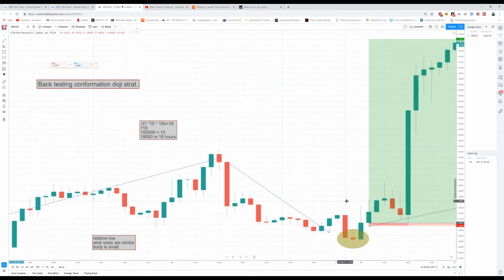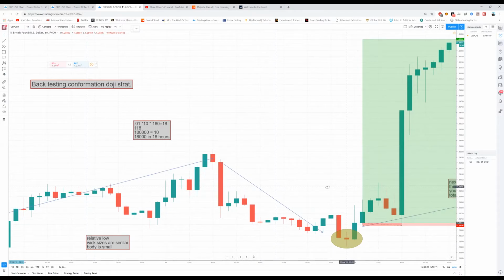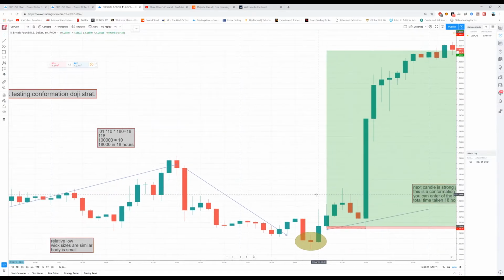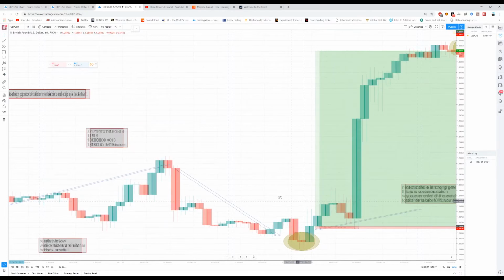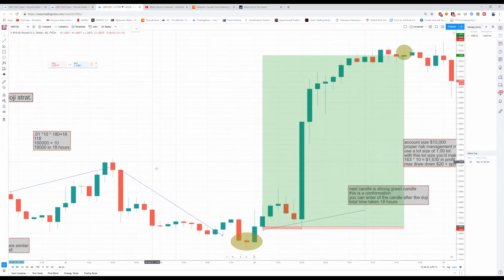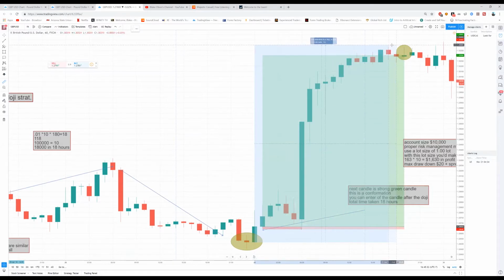The doji is just used as a reversal signal. So after the doji, if it's a good one, you'll see price move the other direction, sometimes very quickly, like in this example. So off of just the doji, we see that it moved up 188 pips within 17 hours.